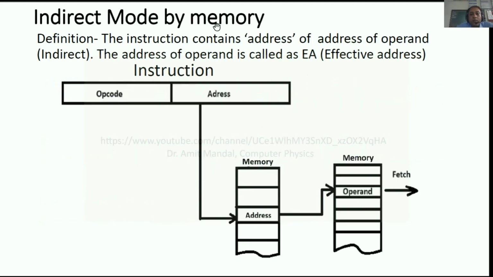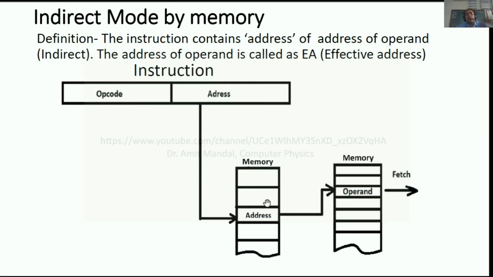Now what is indirect mode? In indirect mode, in the address part of the instruction, the address of a new address is given, and in that address the actual operand's address is there. Directly, this address is not fetching the operand. The address contains a new address, and that address contains the address of the operand itself. So this is called indirect mode, and this is by memory. This can be done with a register also in place of memory.